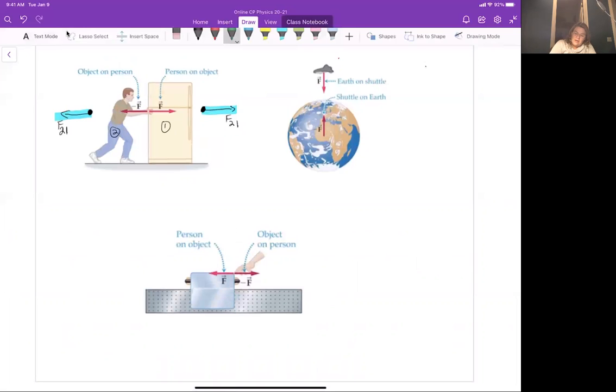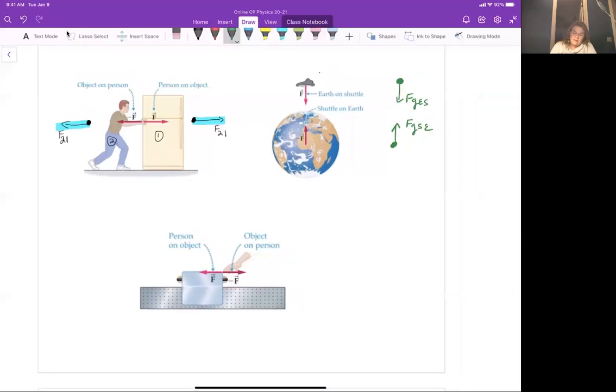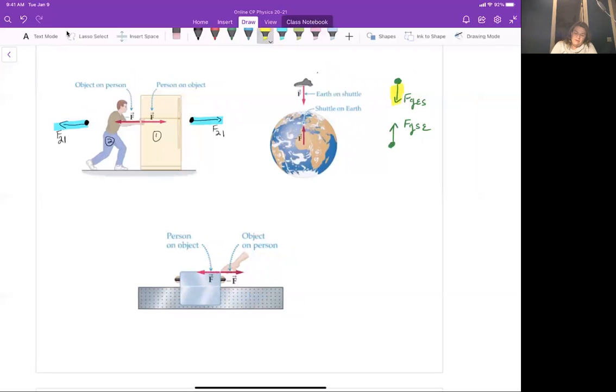So if I were to draw a dot to represent the space shuttle, there is the force of gravity acting on the space shuttle, and that's from Earth. If I make a dot to represent the Earth, the center of mass of the Earth, there is a force that's equal in magnitude that's pointing upwards towards the space shuttle. And you could say Earth on the shuttle and the shuttle on the Earth. Okay, and they are, sure enough, equal in magnitude, opposite in direction.